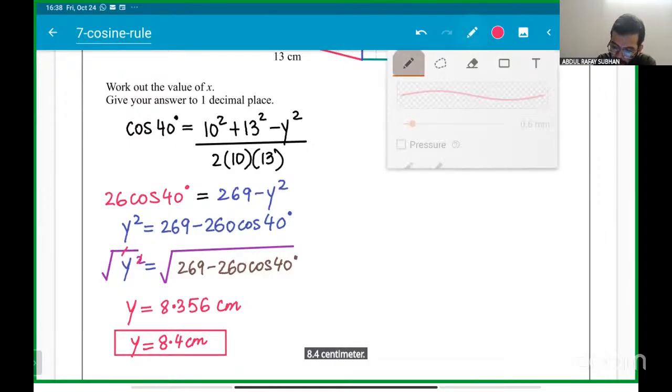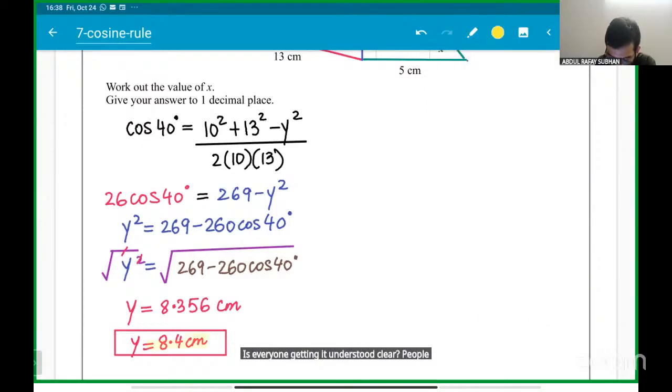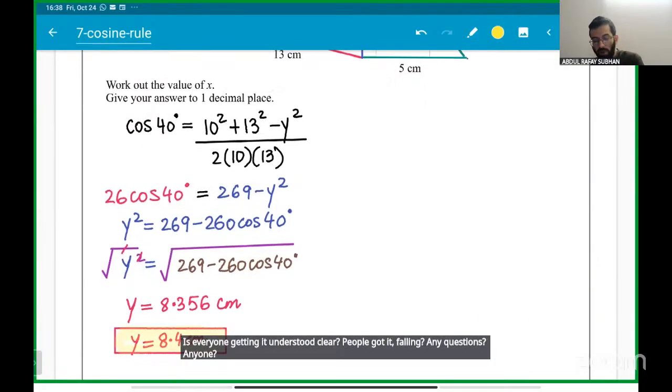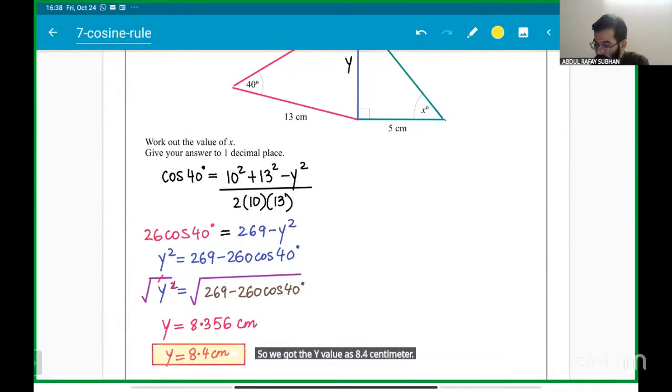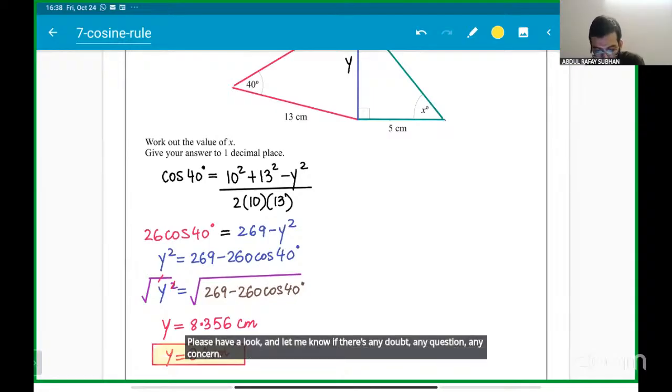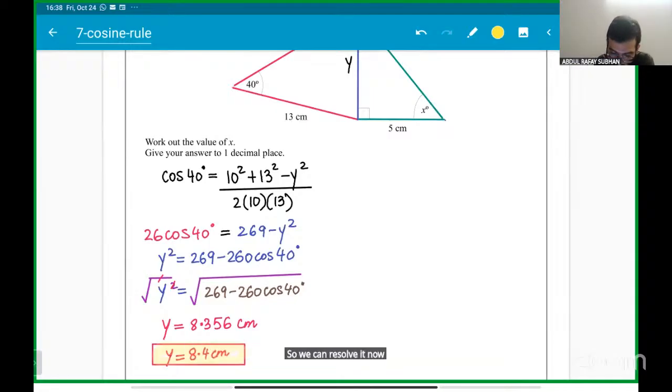Is everyone getting it? Understood? Clear? People got it? Following? Any questions, anyone? So we got the y value as 8.4 centimeters. Please have a look and let me know if there's any doubt, any question, any concern, so we can resolve it now. Okay, it would be better if you put it in the calculator one last time.